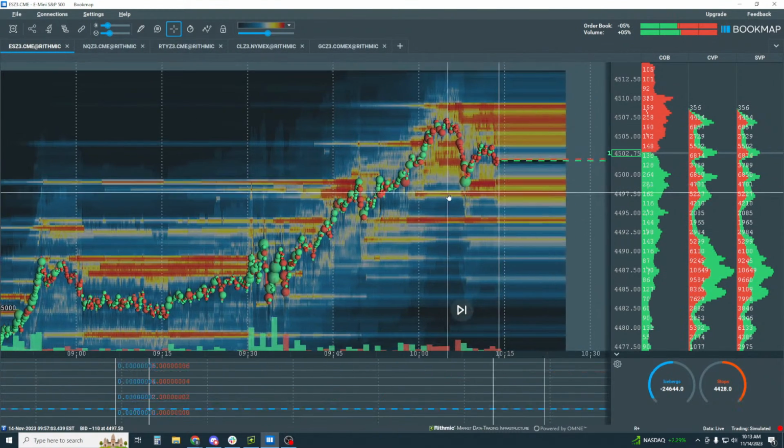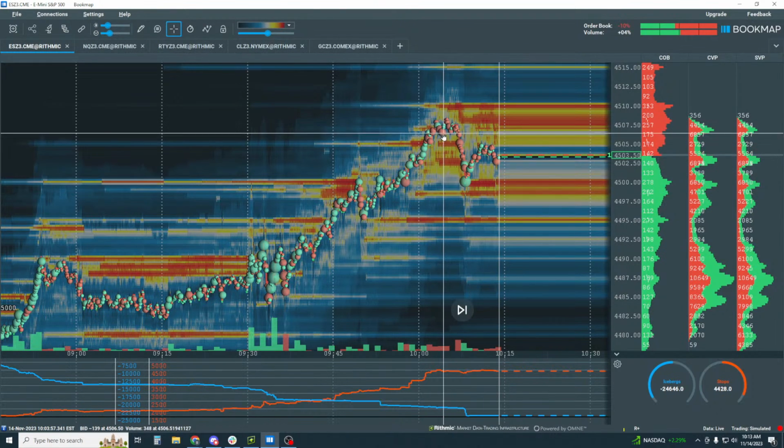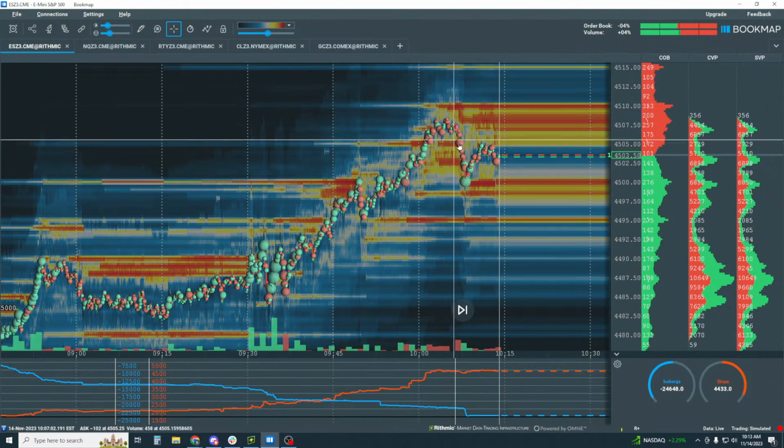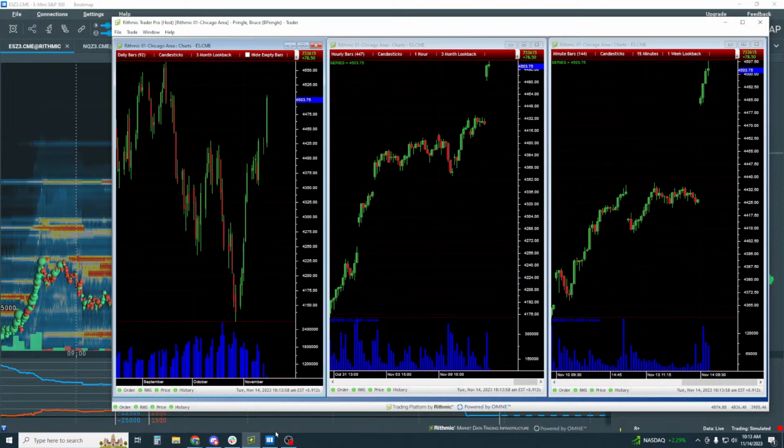All right, so like we were looking at the fuel in the ATR or ADR up in here, we're kind of running out. This is as much buying as we can handle for the day compared to all of the other price action and candles in here.